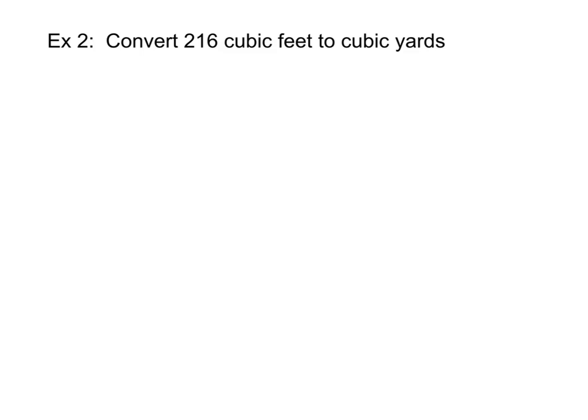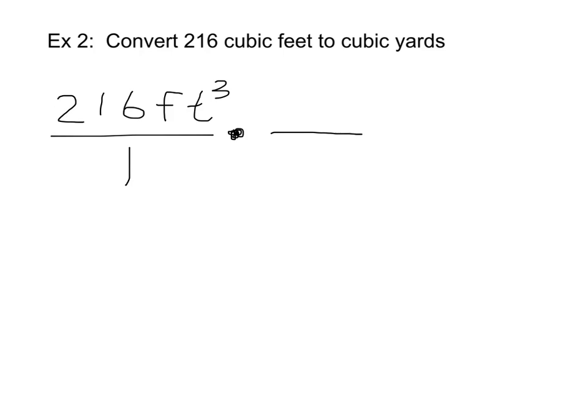For example 2, now we want to convert 216 cubic feet to cubic yards. So again, let's start out with what we're given. We're given 216 cubic feet. Cubic again means that our exponent now is going to become 3. And there it is, again over 1. And now when we set up our unit multipliers, you may have already guessed, we got to set up 3 of them to get rid of all of them.